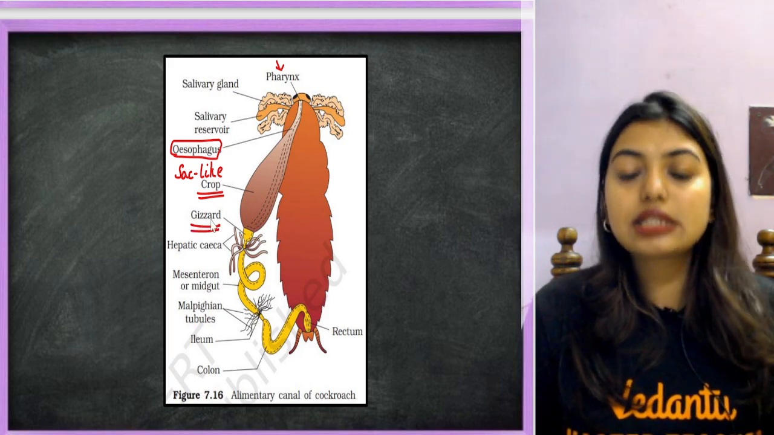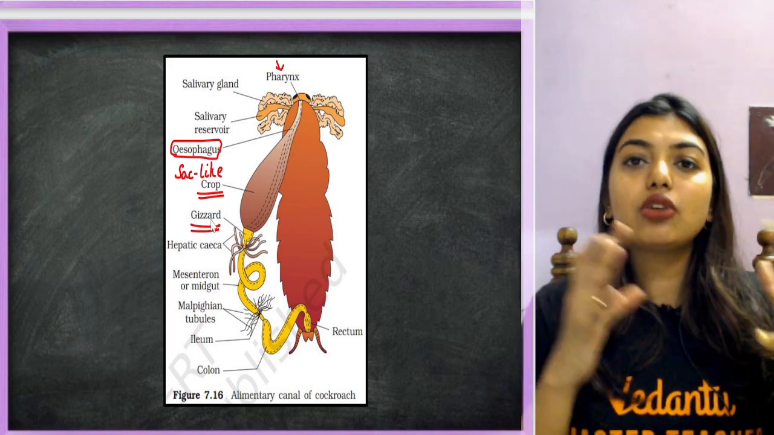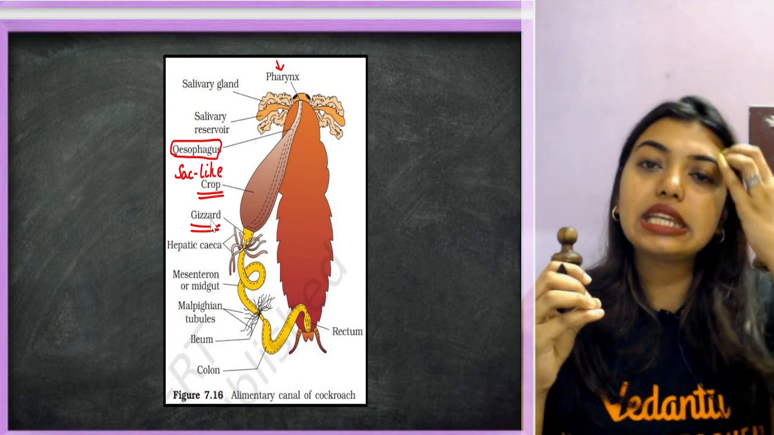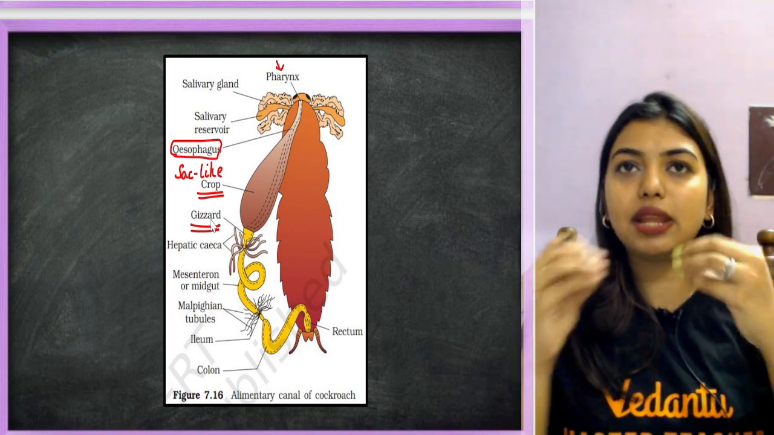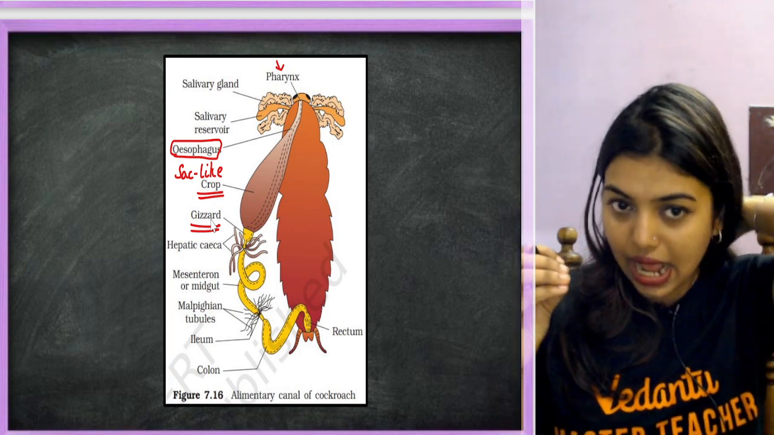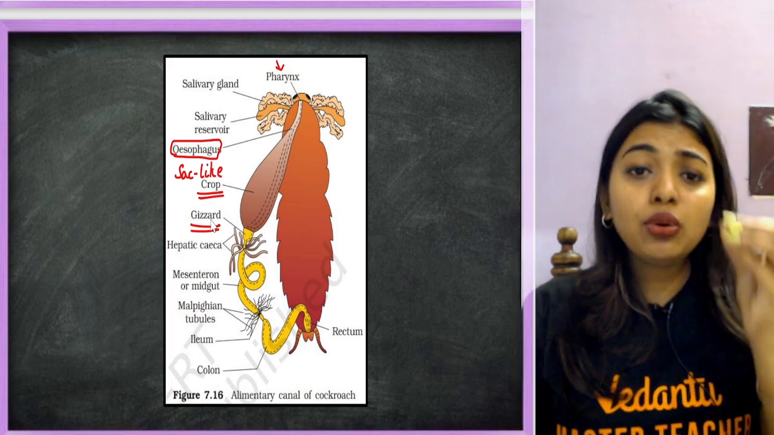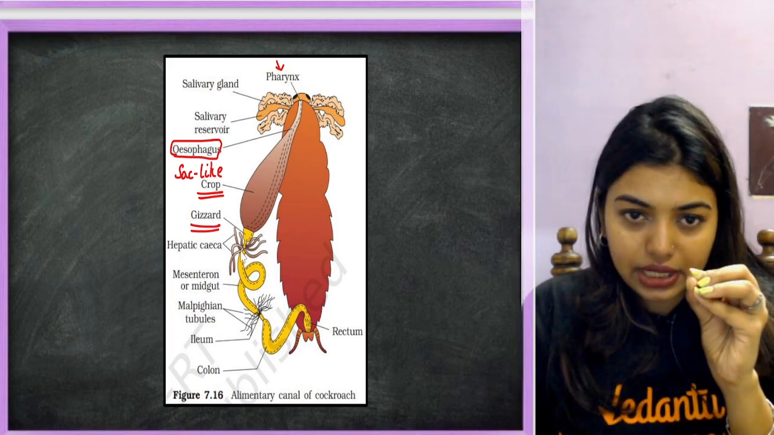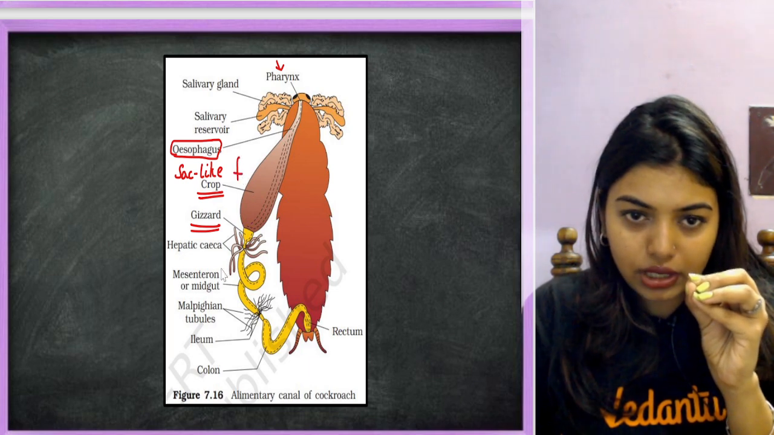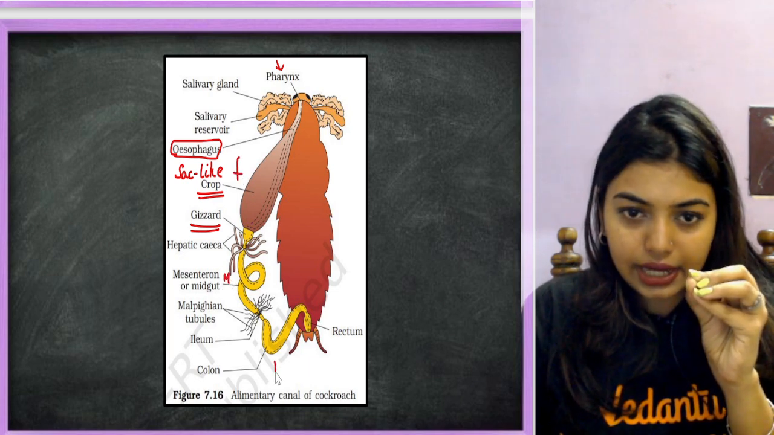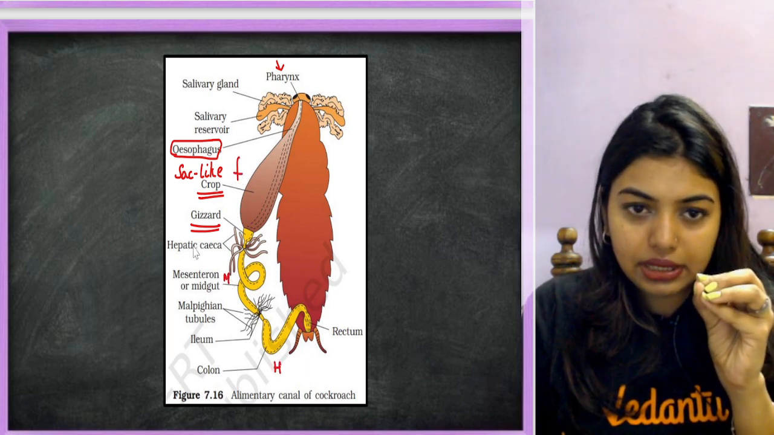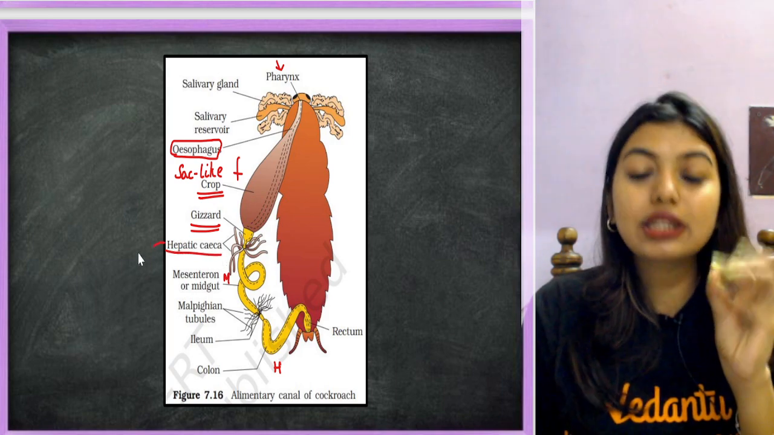Okay, in the gizzard what do they have? They have around 6 chitinous teeth-like structures. Six chitinous plates form the teeth-like structure, and those teeth help in grinding. Now from the gizzard, this is the foregut, this is the midgut, this is the hindgut. Between the foregut and the midgut there is going to be the hepatic caeca or gastric caeca.